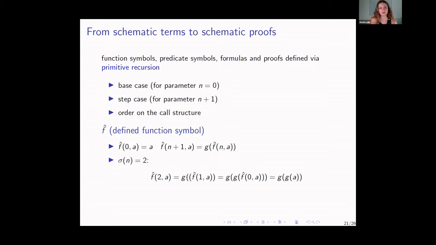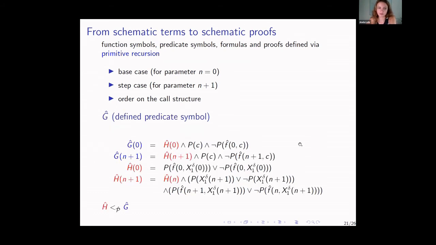And now we can evaluate this. This is how we write this. So we say sigma of n is 2. So this means the parameter n is evaluated with 2. This way we get F hat of 2 A, which is then G of F hat 1 A, which is then G of F hat 0 A, and we get G of A. So this is the evaluation of such a defined function symbol.